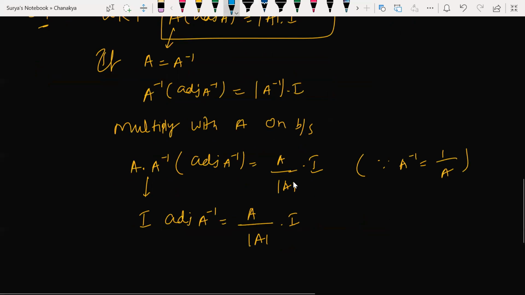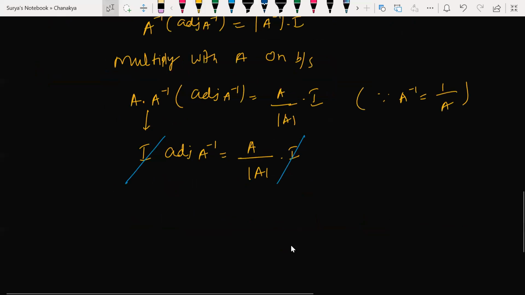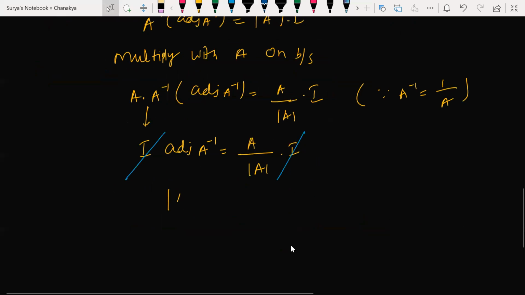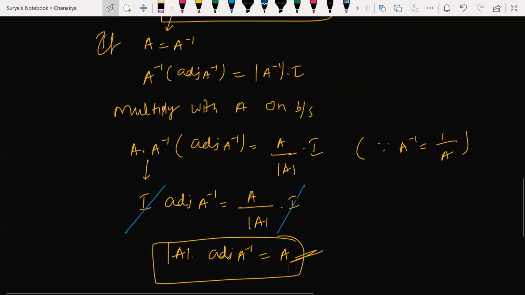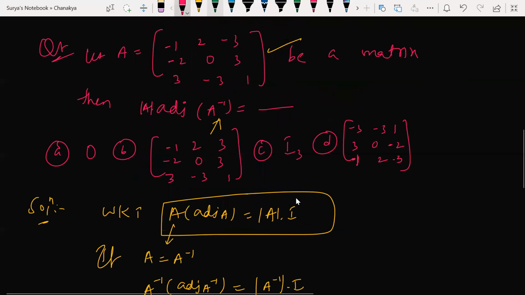Now better look at this here. This I can cancel on both sides. So what am I left with now? I need to find out determinant of A into adjoint of A inverse is equal to A, I got. This is my requirement. He is asking for this only, right? He is asking for this is equal to dash. So I got A, which means I got my answer as A. What is the answer? Matrix A given. Look at this. A matrix is this one. So option B is correct.